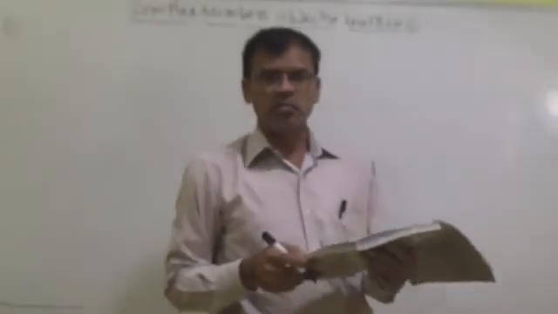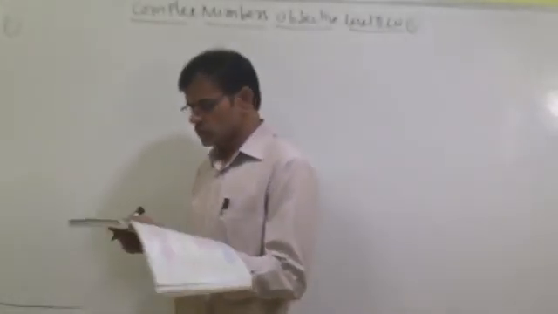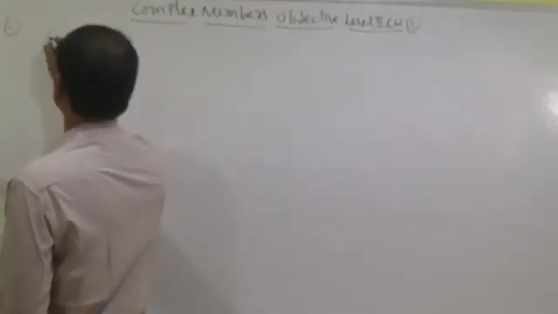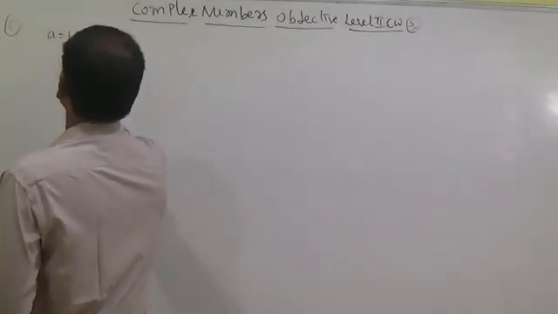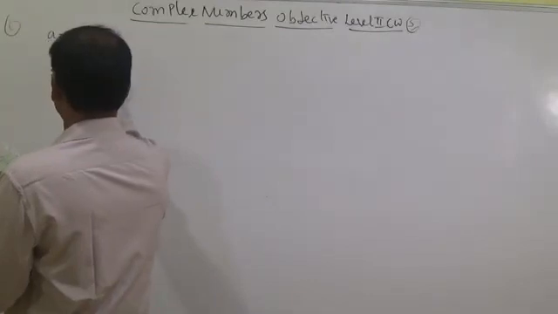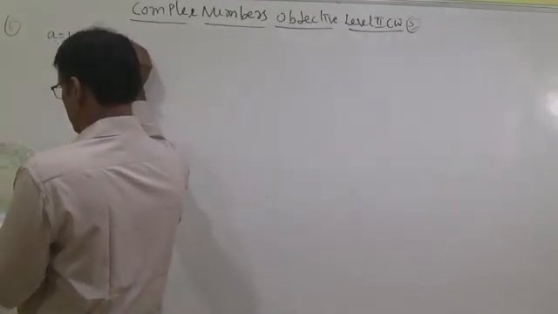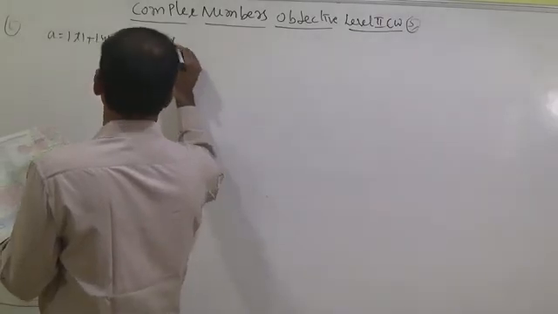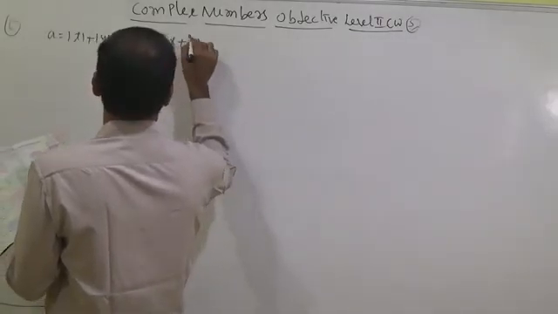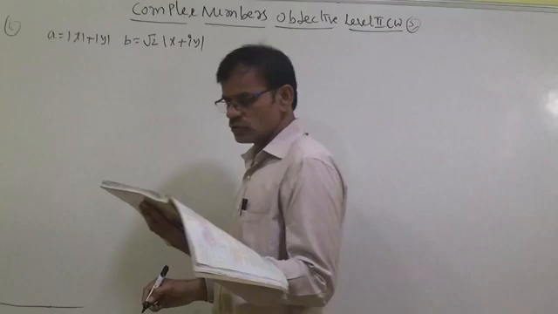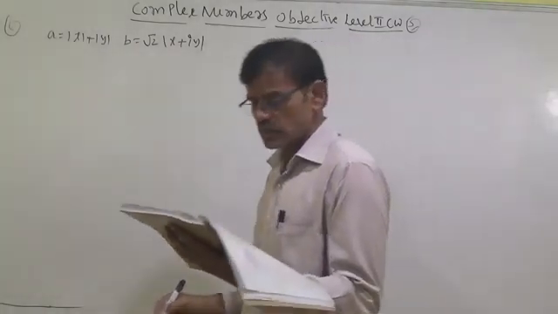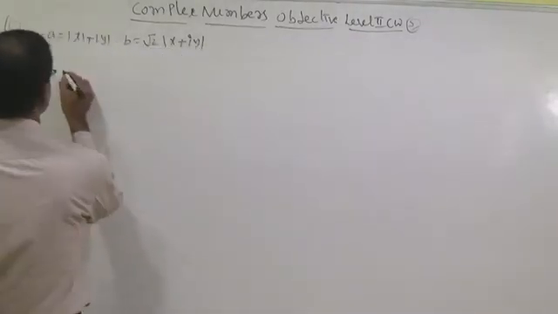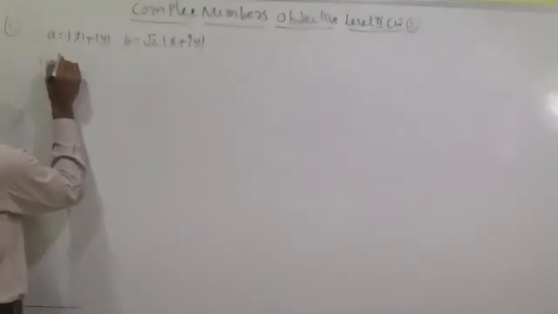Let z be a complex number. A is equal to modulus of x plus modulus of y, and B is equal to root 2 into modulus of x plus iy. Which of the following is true? So better to put a shortcut.